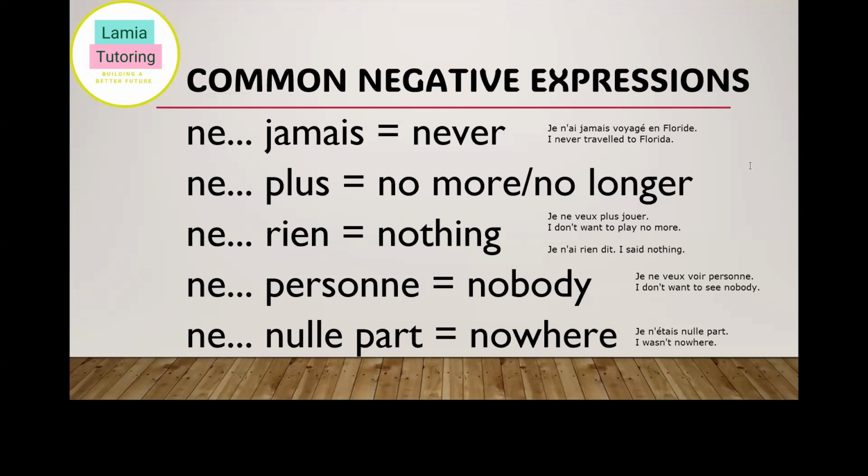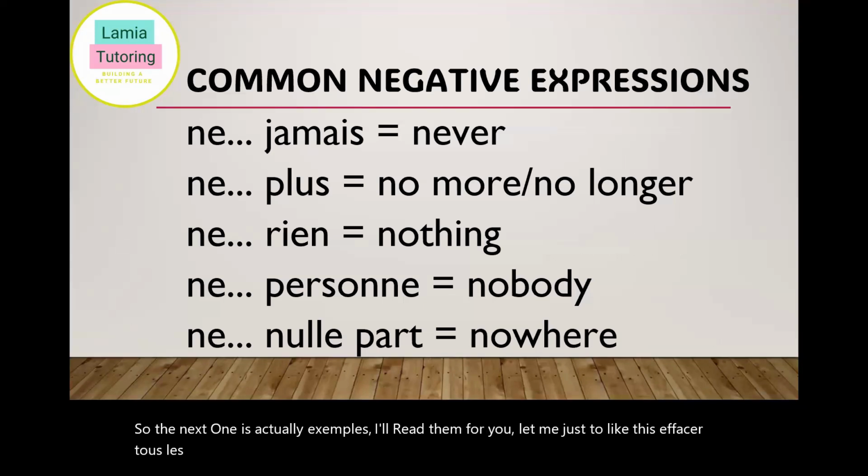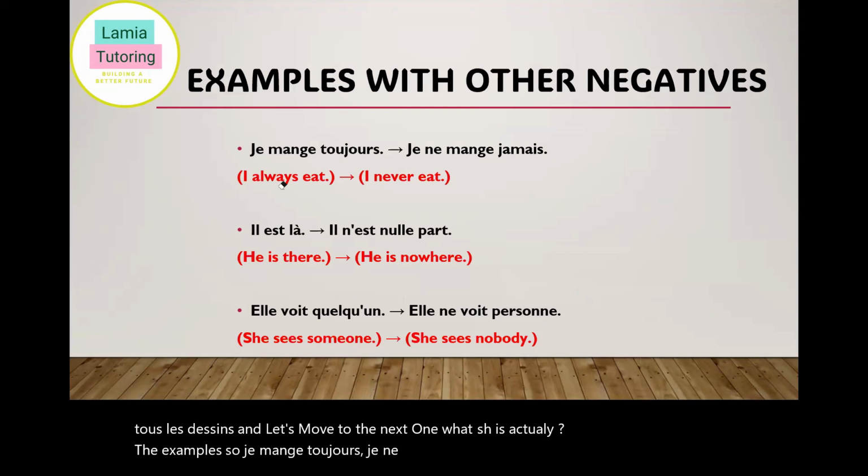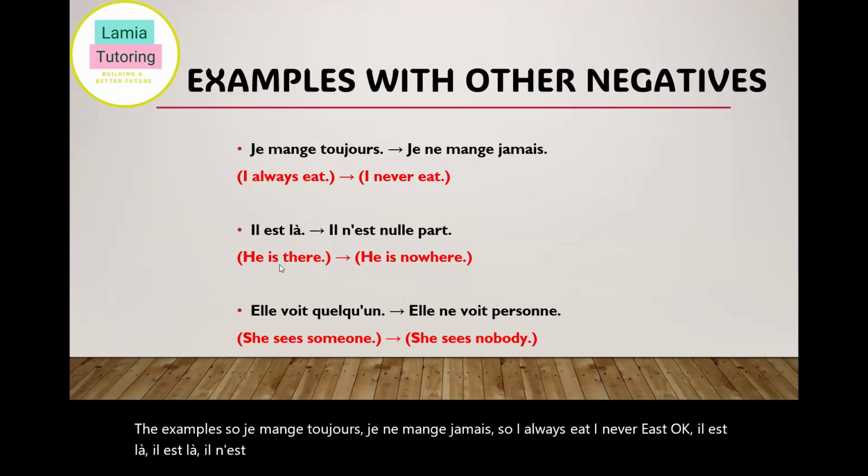Done. Perfect. Okay, so the next one is actually examples. I will read them for you. Let me erase all the drawings and move to the next one, which is actually the examples. So, je mange toujours, je ne mange jamais. So I always eat, I never eat. Il est là, il n'est nulle part. He is there, he is nowhere. So, c'est ça, je n'étais nulle part. That's what I wanted to say.